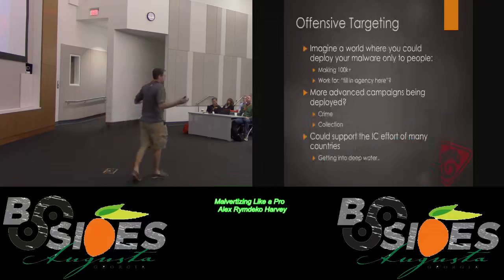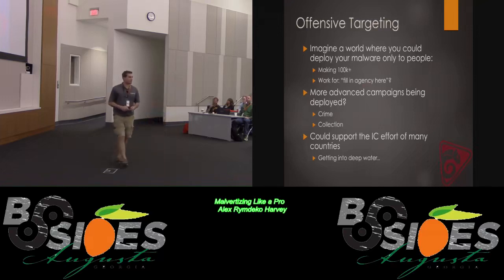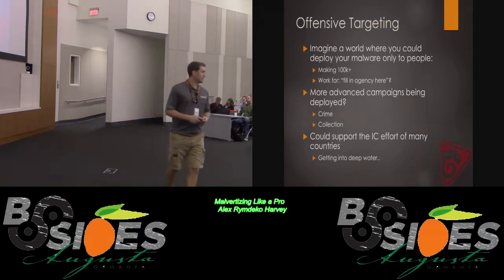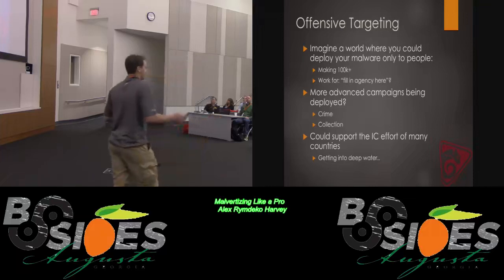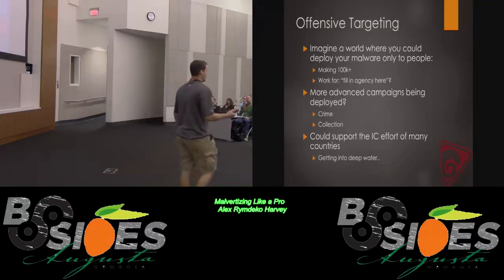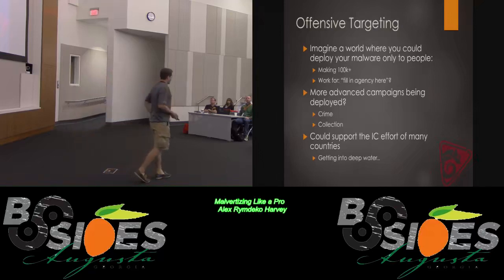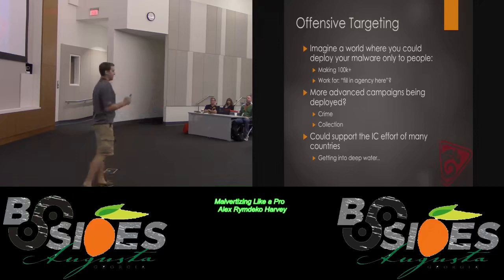So, offensive targeting. Imagine where you can only target people with a certain job title, maybe making a certain amount of money, because you want to target people that are high up, making 100K plus, to deliver my ransomware. I know that they'll most likely pay for their critical data. Or maybe it's crime or collection methods. Maybe state-sponsored malware or something like that is being used like this. I don't know. I haven't seen any research to support it. But at the same time, it's definitely worth bringing up the fact that it could be being done and maybe enlighten it. And this could support the IC efforts in many countries. And I know it's getting in deep water, but it really could be used.